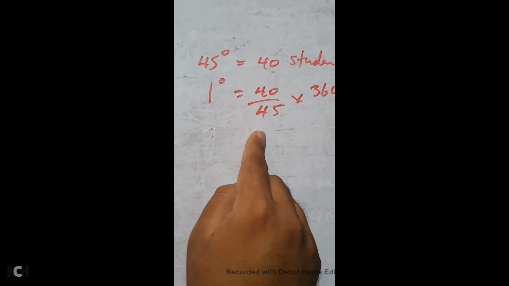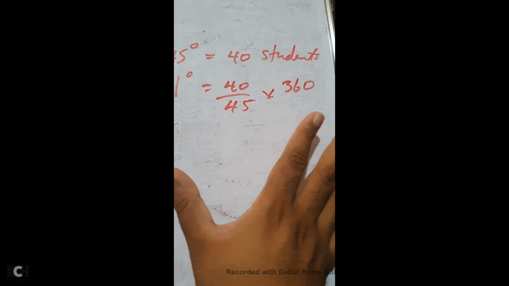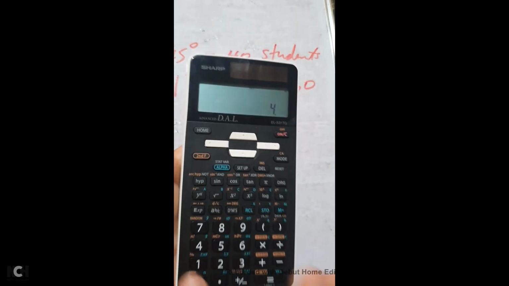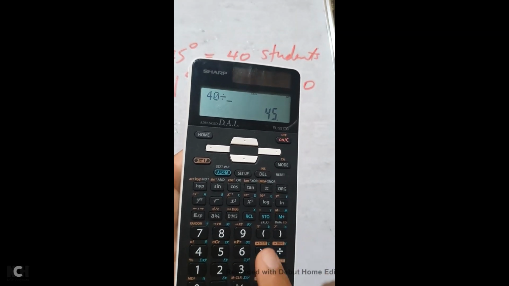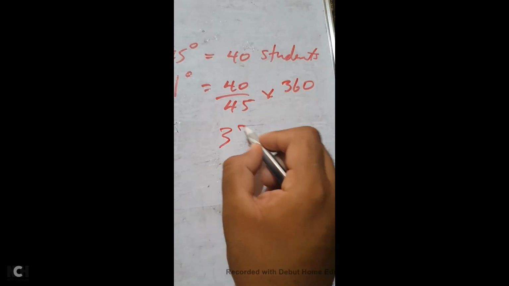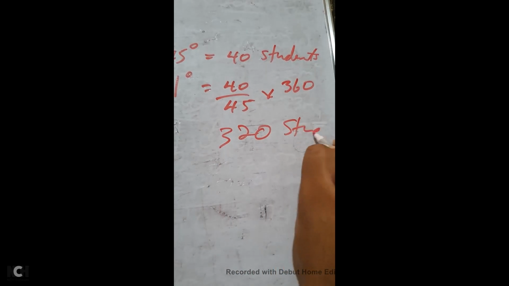So that's why it was 40 divided by 45, and of course it's a circle we're dealing with, so that's why we multiply by 360 degrees. So in our calculator now, we will say 40 divided by 45 multiplied by 360, and we'll get 320 students. So it's 320 students. And that's it.